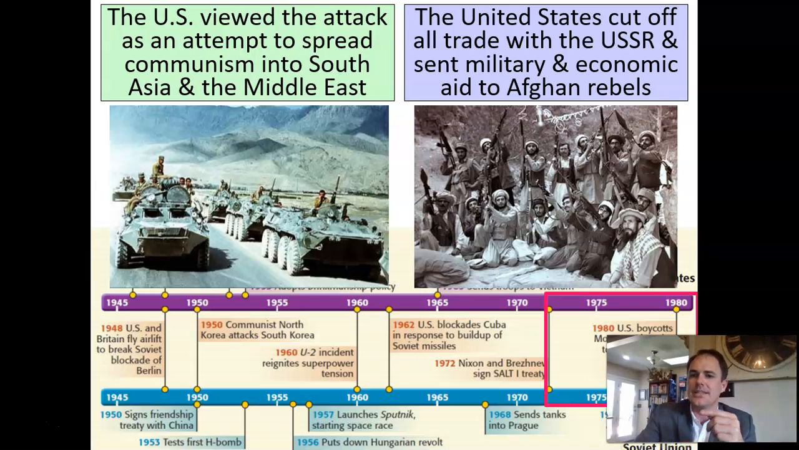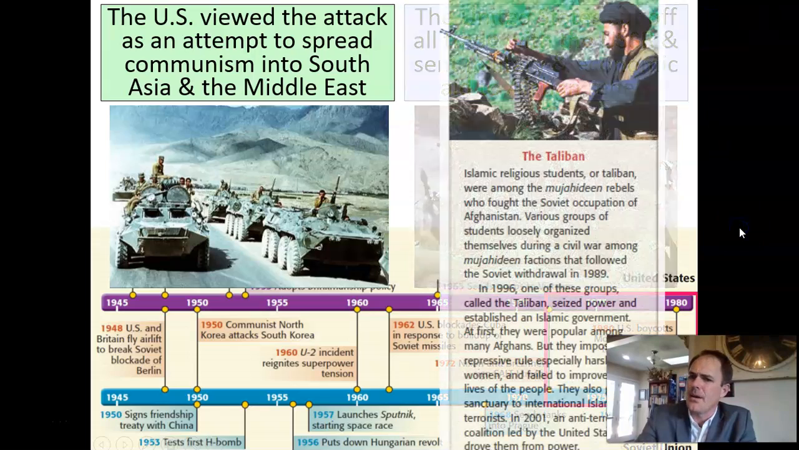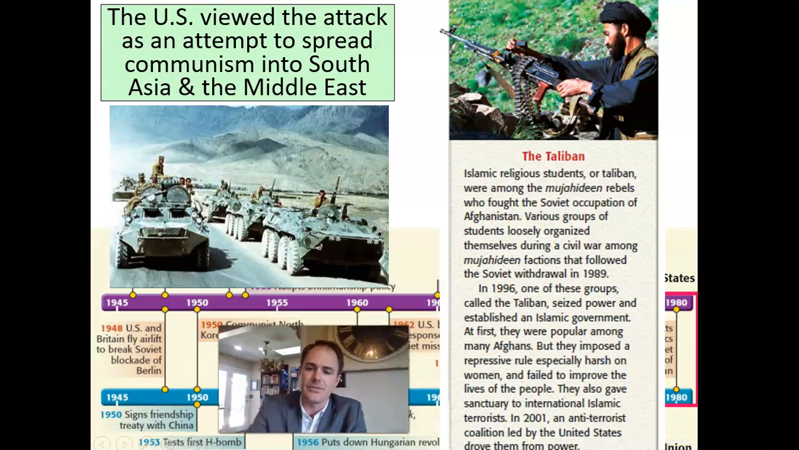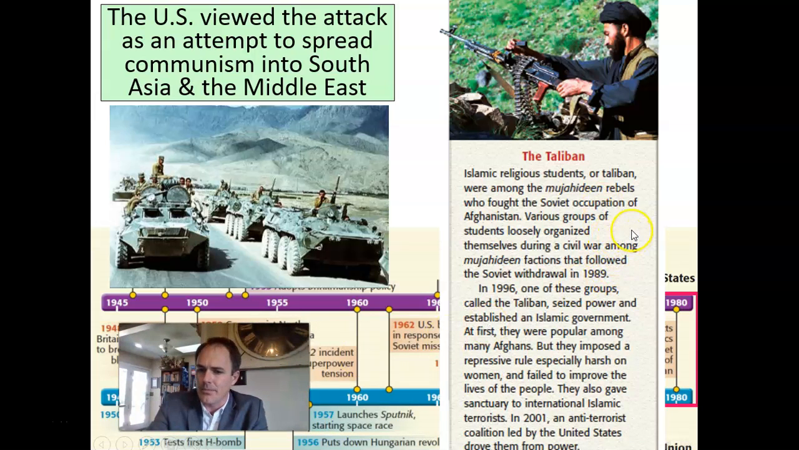And funding resistance fighters. What the U.S. did is that it sent military and economic aid to Afghan rebels, especially anti-aircraft weapons and anti-helicopter weapons. Eventually, I think $1 billion the U.S. gave towards groups like the Taliban. And here's one of these awful twists of history: the Taliban were one of these mujahideen, these rebels fighting the Soviet occupation.